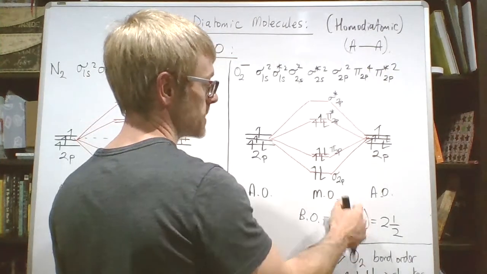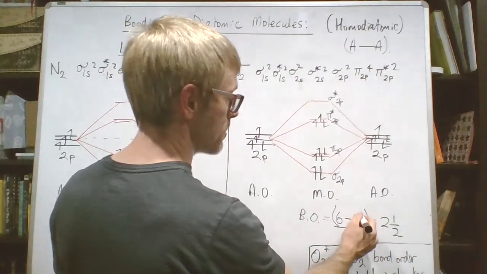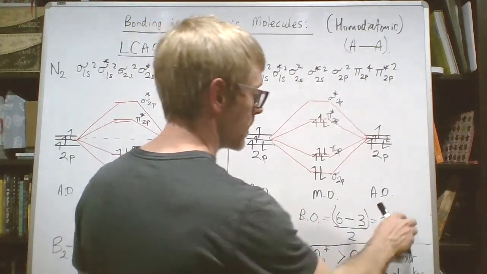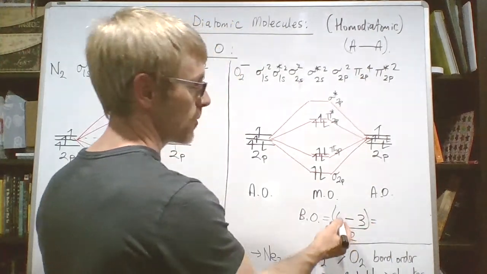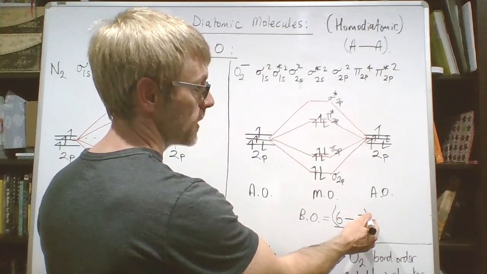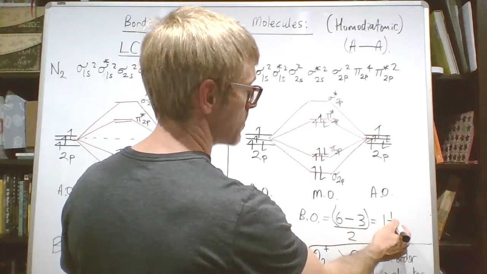So now, instead of taking an anti-bonding electron away, we've added 1, so that becomes 3. If that becomes 3, then we've got 6 minus 3, which is 3, divided by 2, which is just 1.5.